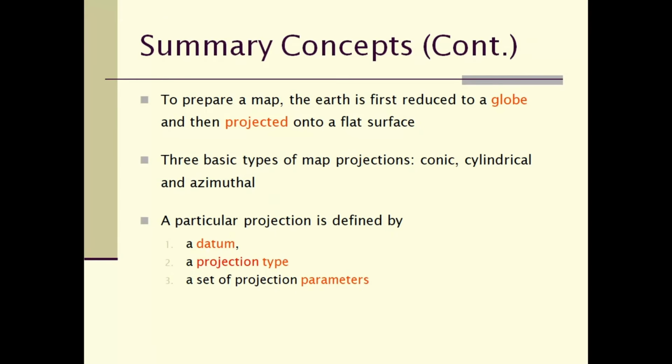So, summary: to prepare a map, the Earth is first reduced to a globe and then projected onto a flat surface using different projection systems. Generally, we use three types of projection system: conical, cylindrical, or azimuthal. A projection system defined in a GIS first has a datum, then a type of projection, and you also define a set of projection parameters.